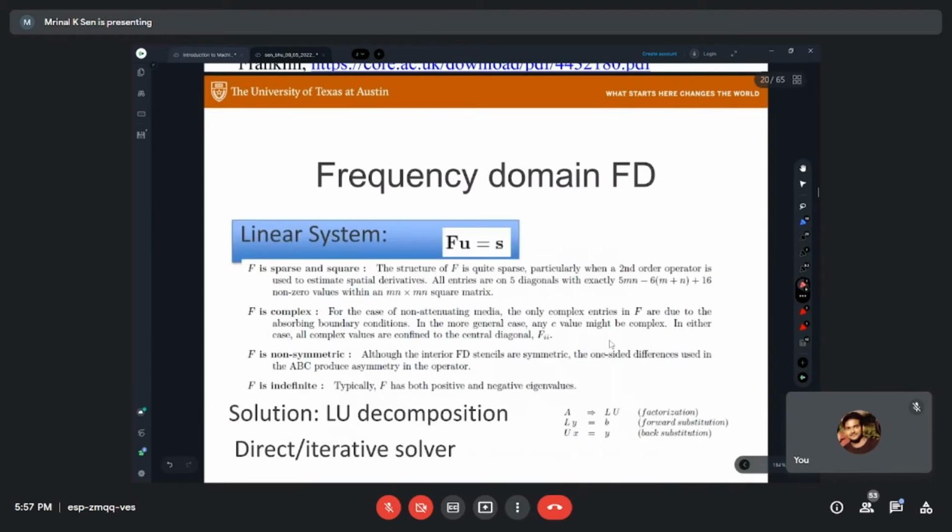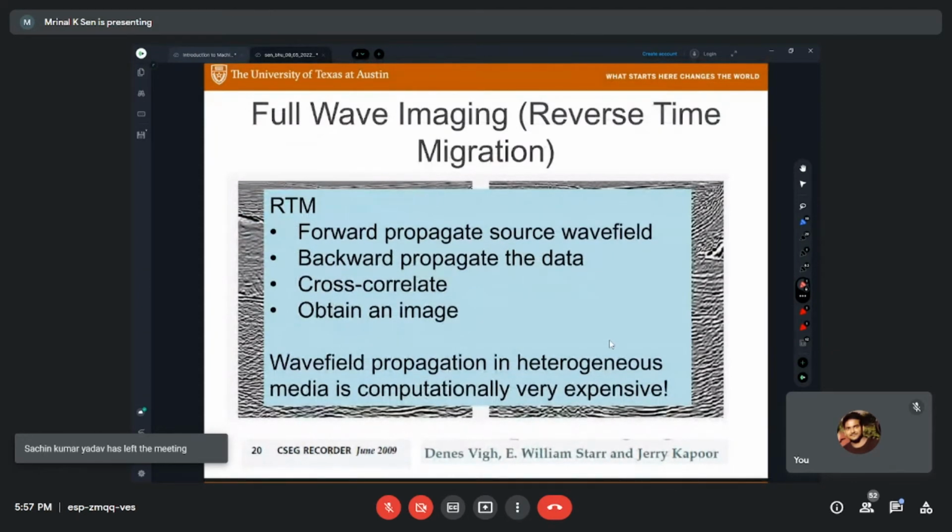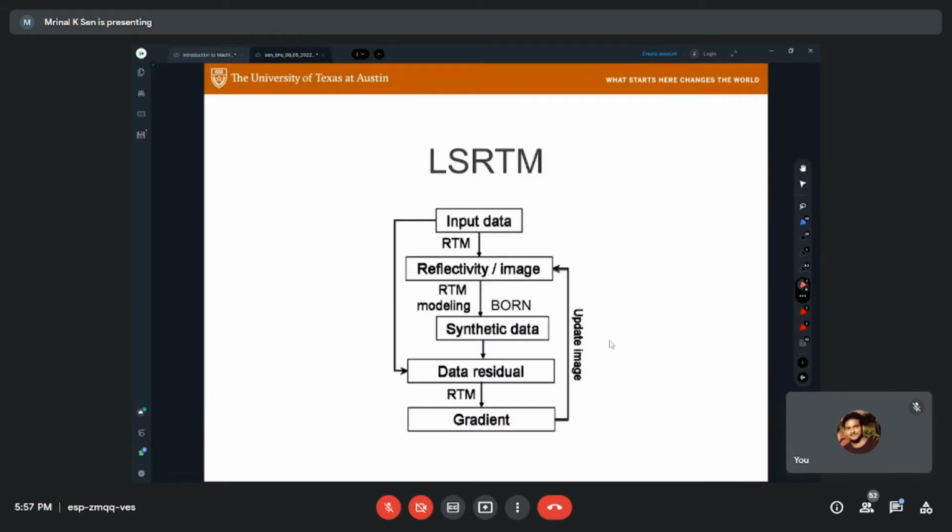You can solve the same thing in the frequency domain, but I'll skip that. What is done in full wave imaging, reverse time migration, is you forward propagate the source wave field and backward propagate the data. You can cross correlate, and you can obtain an image. Okay. But this is migration. Migration does not give you a complete description of the velocity field. So then we went to something called least squares RTM. Here the input data is run through reverse time migration, and that gives us reflectivity or reflection coefficients. Then we use the Born approximation to generate synthetic data, and then we iterate until we are able to fit the data.